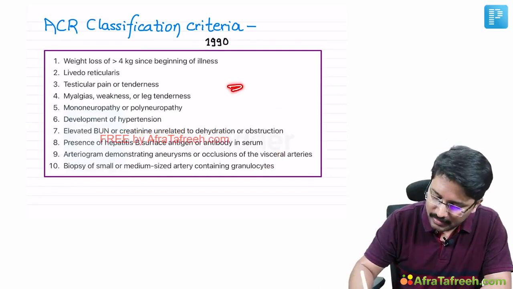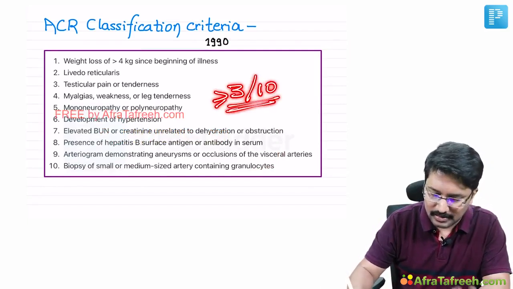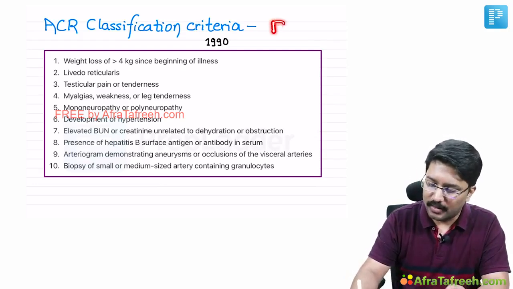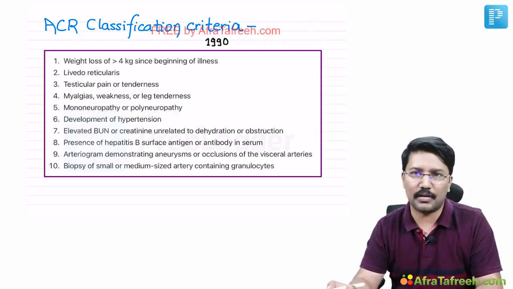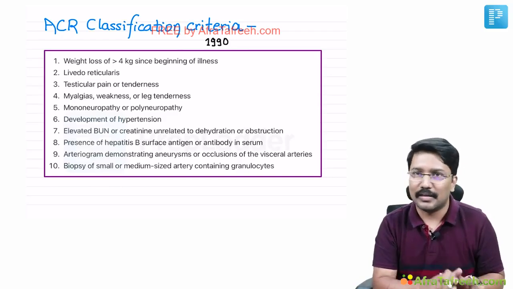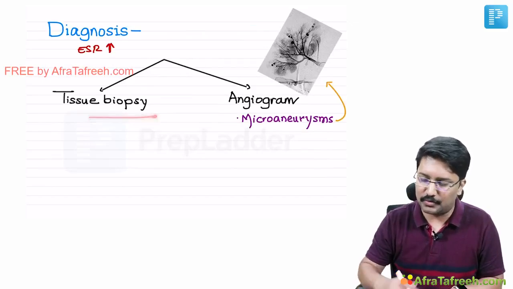And when 3 or more out of these 10 criteria are satisfied, we classify the case as polyarteritis nodosa, right? So this is a classification criteria, definitely not the diagnostic criteria, and I personally don't find this very helpful in terms of real world diagnosis, right? We have to eventually depend on biopsy or angiogram itself.